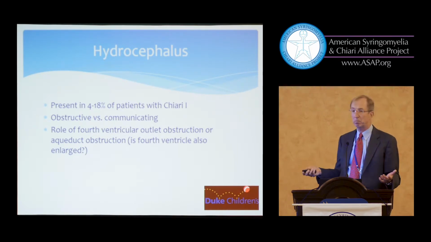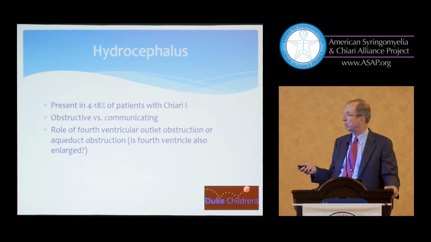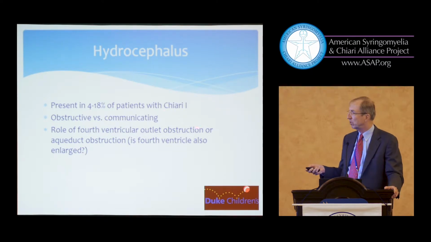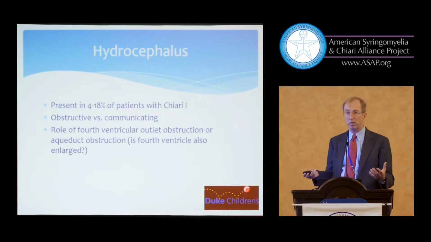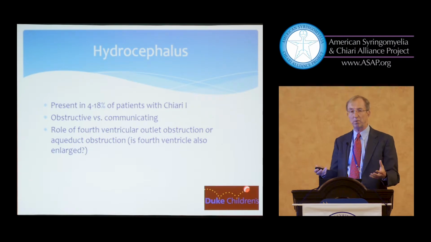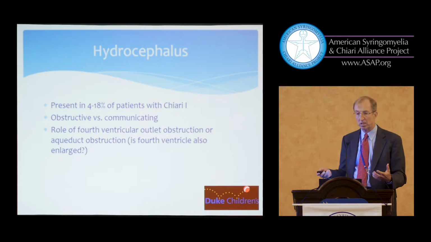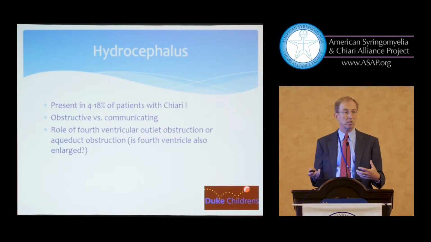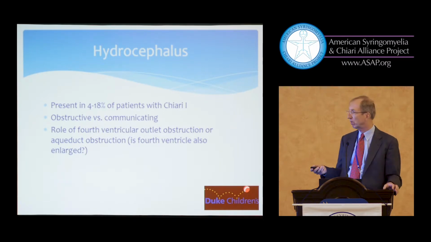This is a buildup of fluid within the ventricles of the brain. It's present in 4 to 18% of patients with Chiari 1. Most big series will talk about 10%. Hydrocephalus in general is described as obstructive versus communicating. In communicating hydrocephalus, the CSF can flow through all these pathways, and then it's really predominantly an absorption problem so that the CSF builds up. In obstructive hydrocephalus, there's a physical blockage someplace within the system. Most commonly, it's at the aqueduct, the communication between the third and fourth ventricles.